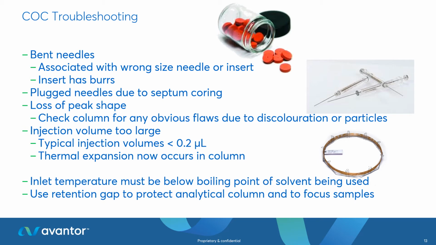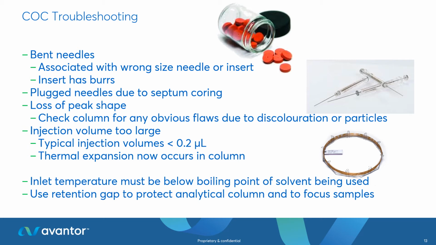It's feasible that the needle can get plugged due to septum coring. It's also possible that we see a loss of peak shape, and this could be due to issues with the column. Checking to make sure that there is no contamination of the column, either through a visual inspection or just monitoring the background, will give a good indication of whether or not there's issues here.